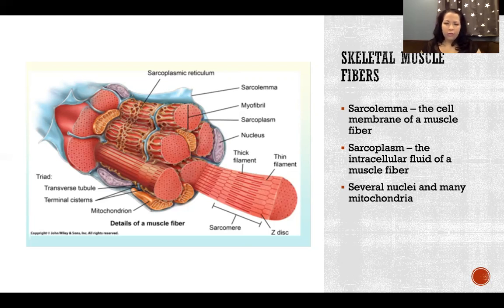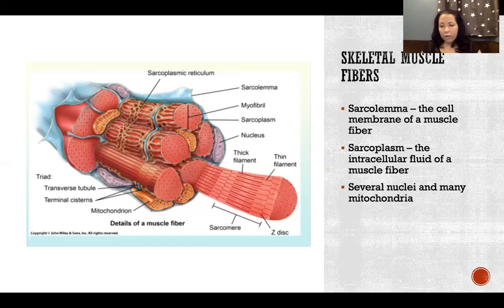So we have several nuclei because a muscle fiber can be a foot long. A muscle fiber can be very long, and we can't just have one nucleus somewhere in the middle. We need to have multiple nuclei because the cell is so large, it is such a long cell that we need to have nuclei scattered throughout to be able to perform all their functions.